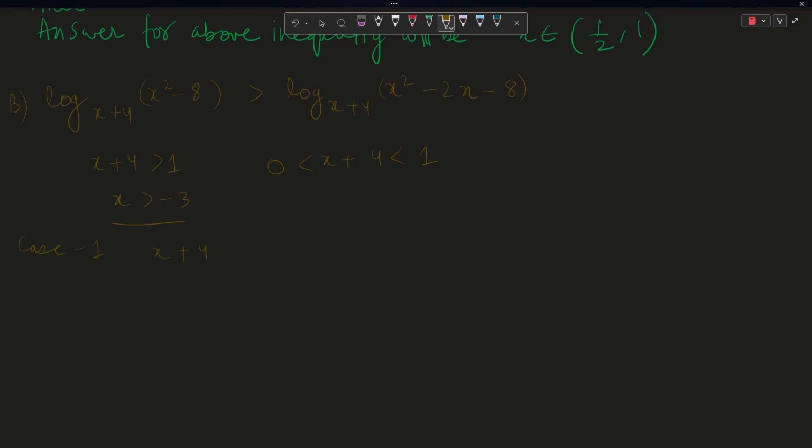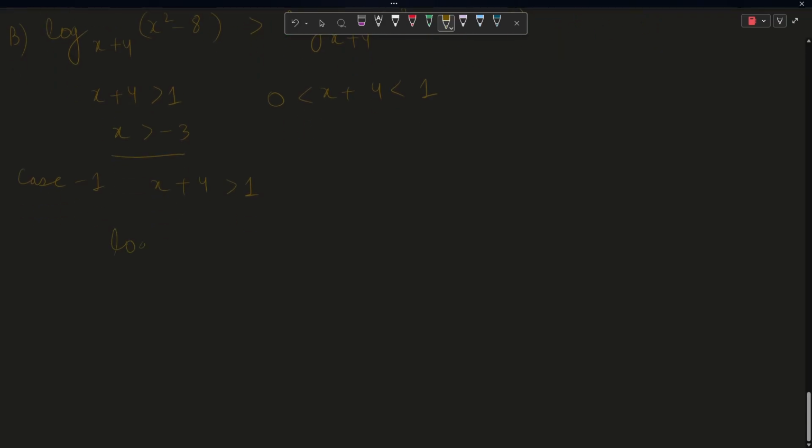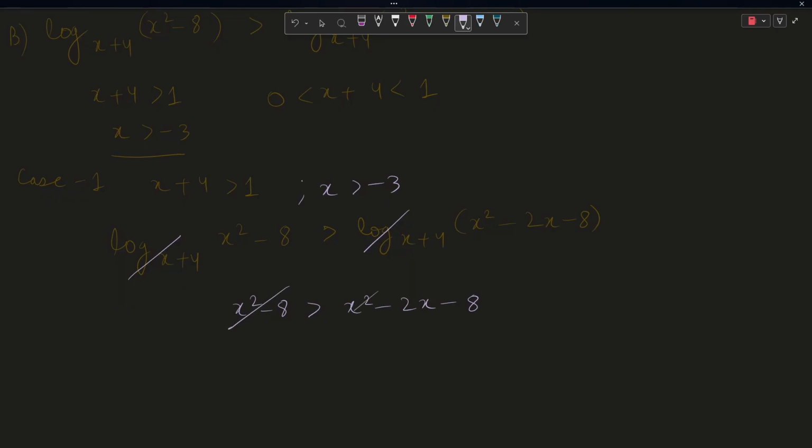Case number 1, when x+4, the base value, is greater than 1. As the base value is greater than 1, we can solve it very easily: x² − 8 greater than log of x+4 into x² − 2x − 8. Now, as the base is greater than 1, we can cancel the log easily without changing the sign of inequality, because it will not affect the sign of inequality. And hence we are left with x² − 8 greater than x² − 2x − 8. x² − 8 gets cancelled by x² − 8 and we are left with 0 greater than −2x, or x is greater than 0.